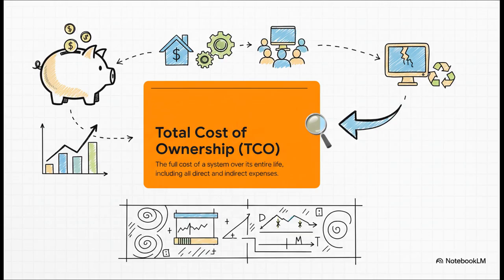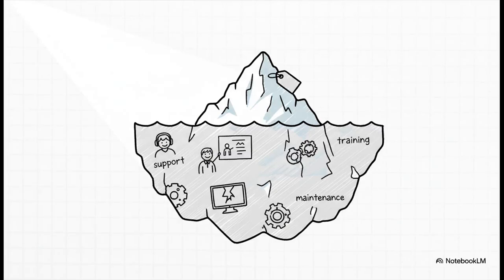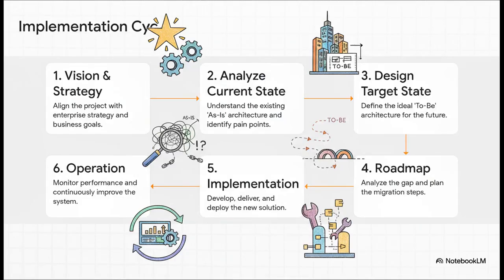TCO forces you to look at the full financial picture of a system over its entire life. We're talking everything from the purchase price to installation, maintenance, training your staff, and even the cost to eventually retire it. You know, that initial purchase price, that's just the tip of the iceberg. The real costs, things like support contracts, maintenance, employee training, and lost productivity from downtime, those are all hidden below the surface. TCO is the tool that lets you see that entire iceberg, bringing all those hidden expenses into the light.